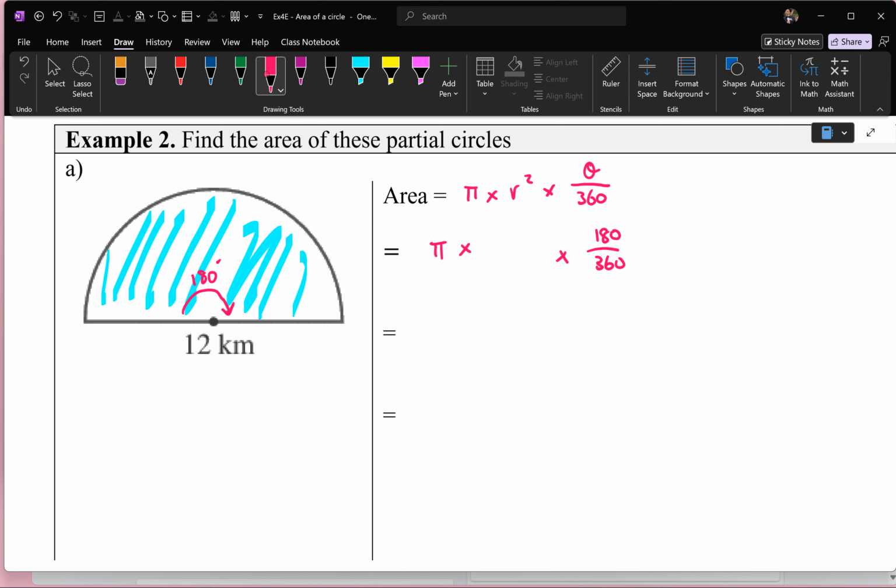Very good. Why not 12? Very good. So if you try to picture this as a full circle, notice 12 is actually the diameter and not the radius. Okay, so radius has to be from the center of a circle to the side. So it must be 6 kilometers as your radius. So be careful there. R is equal to 6.